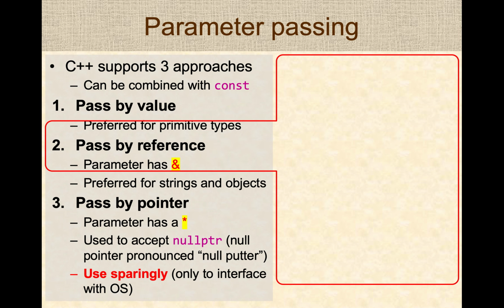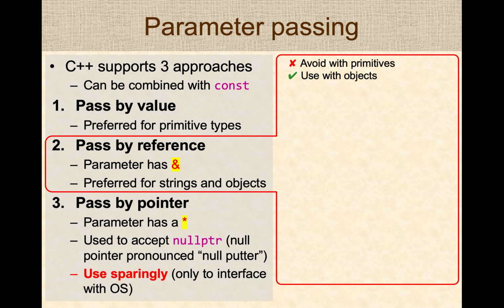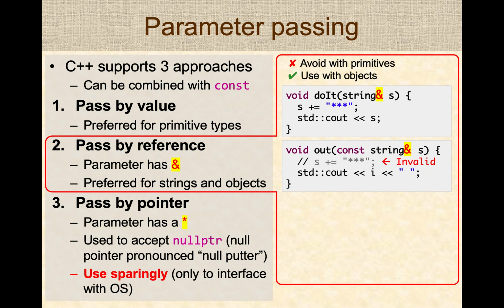The next type of parameter passing is pass by reference. This is the preferred way of passing objects to methods. So in pass by reference, notice that there is an ampersand next to the parameter. So here the string s is being passed by reference to the doIt method. Of course, you can pass constant references, and as always, if it is a constant, you will not be able to modify it.